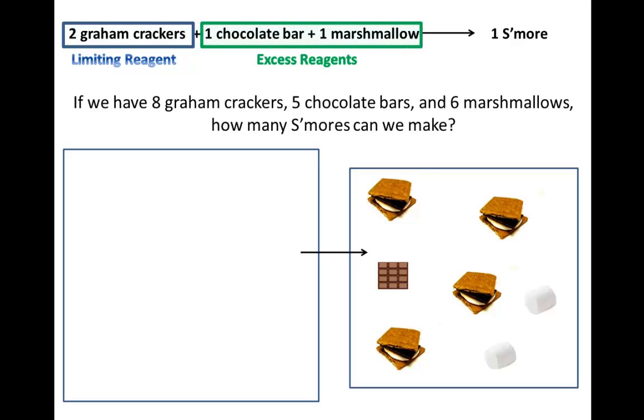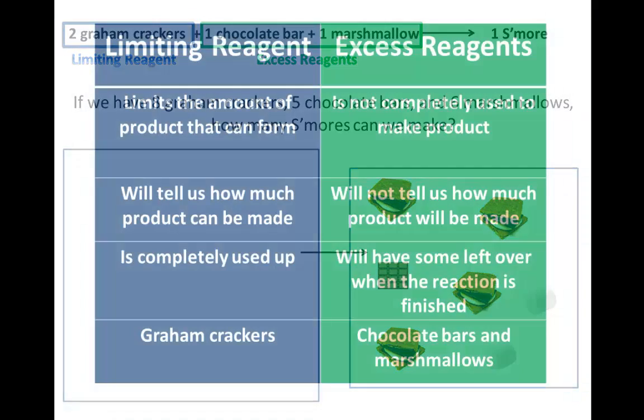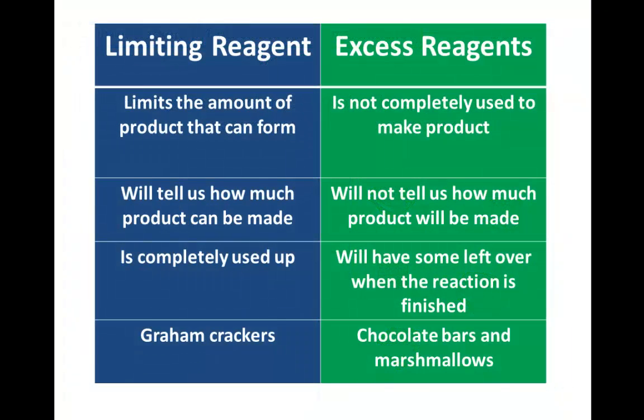Based on this observation, let's define a limiting reagent and an excess reagent. A limiting reagent can be defined as a reagent in a chemical reaction that limits the amount of product that can form. When we made s'mores, the graham cracker limited us to only making 4 s'mores. The reaction will stop when all of the limiting reagent is consumed. Therefore, only 4 s'mores could be made.